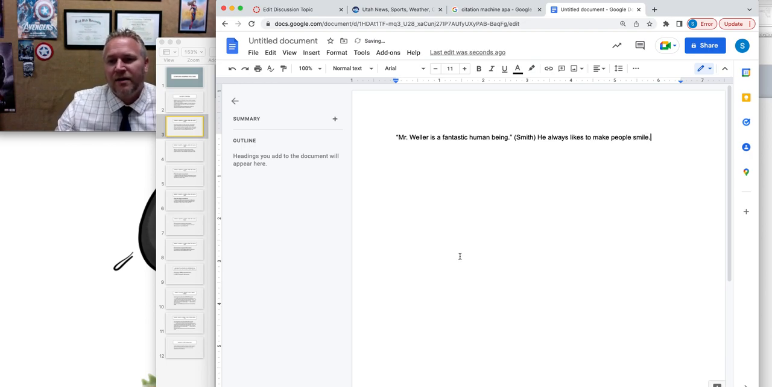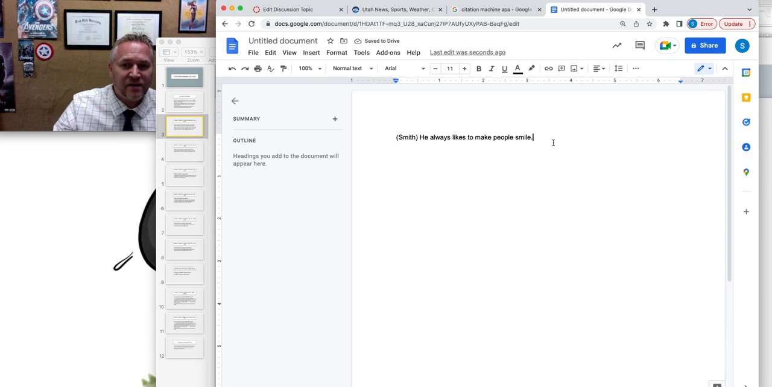Okay. Now, if we take a look at this right here, this parenthetical note, this citation belongs with this sentence because Mr. Smith or Mrs. Smith, whoever said that, quoted this. But take a look at what happens.